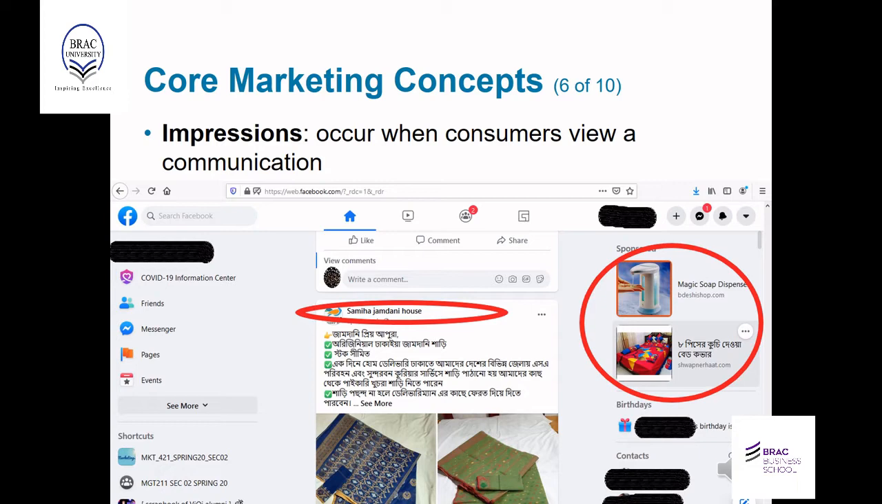Whenever you enter your Facebook page, maybe there are some advertisements. So we are just looking at these advertisements. This activity, that is viewing the communication, is known as impressions. The important point is here, the customer or consumer is not engaging with the activities, rather than just viewing the advertisement. So engagement is another different term of marketing.